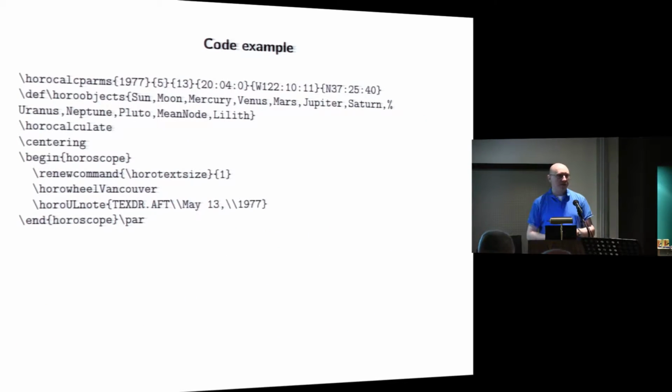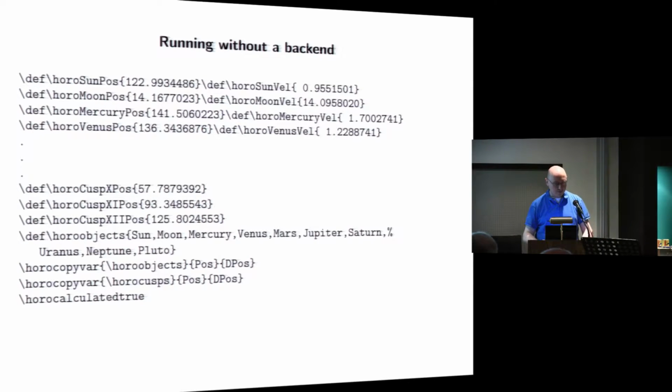I have a code example. This is what it looks like to actually do the computation using an external backend. You specify the time and location, you specify the objects you want unless you're using the default, run this horocalculate, which does call the external software and read back, and then it typesets it. I have another example here. If you didn't want to use a backend, if you wanted to write a document that could compile without a bunch of astrological software, you can manually define all the things the backend would calculate.